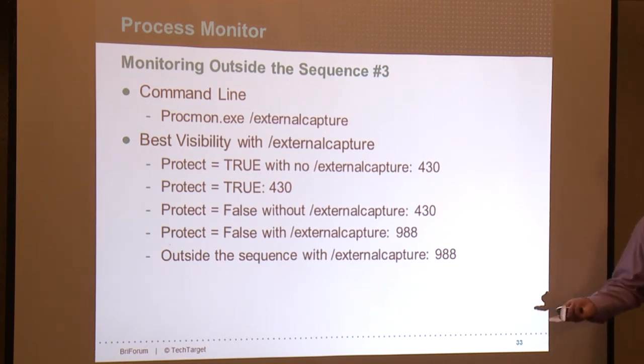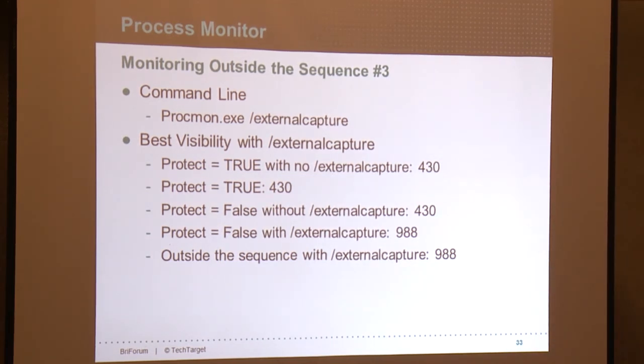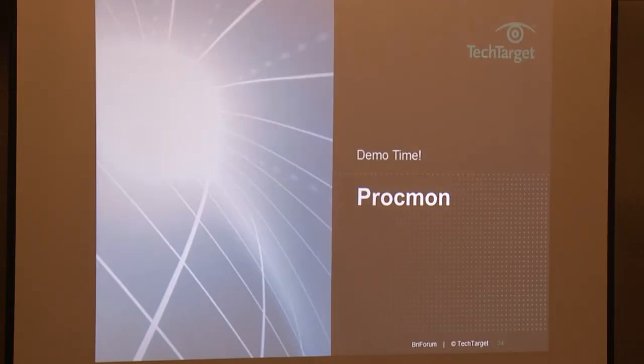I looked at the file system and I couldn't see any difference in the visibility in the file system. All I could see is a lot of difference in what was coming up in the registry. So, demo time with Procmon. How are we doing for time? Okay, not too bad.